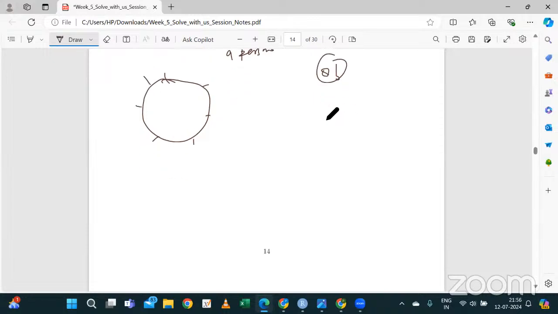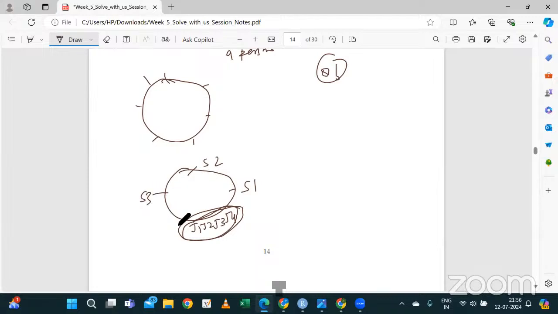Now the condition is, forget about this. There are 4 persons, 4 juniors, J1, J2, J3, J4. The condition is they should sit together, right? So S1, let's say this is S2, this is S3, S4 and S5, for example. We can consider the juniors as a single entity, right? So you will have 6 different entities.